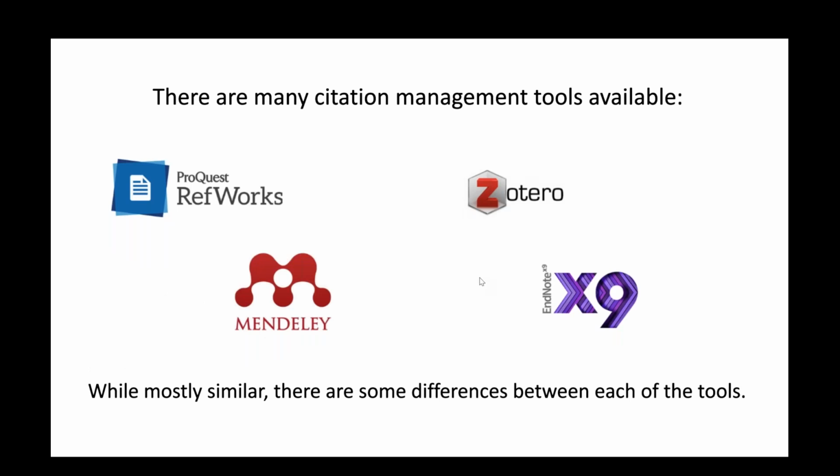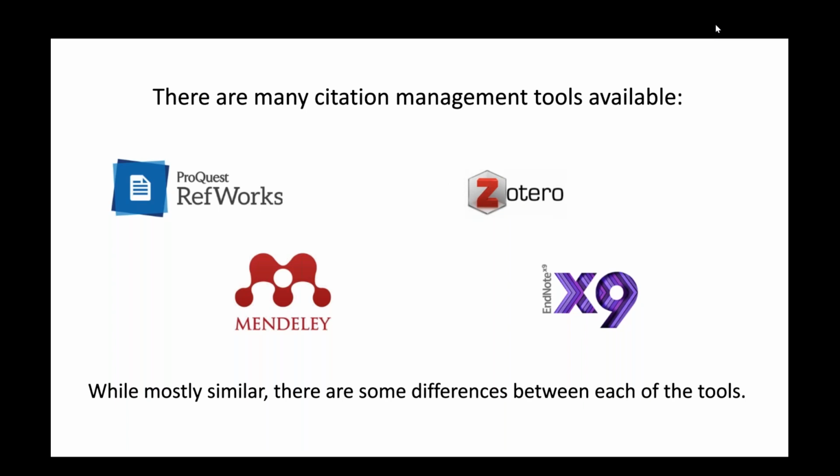All right. So there are lots of different citation management tools out there. They're generally pretty similar, although there are some differences between each of them. ProQuest RefWorks, you may be familiar with that one. It is a tool that is available through the library, and I'll show you where that's located. It's a subscription that we have to that resource. There's also Zotero, which is a free tool. We'll take a look at that one.